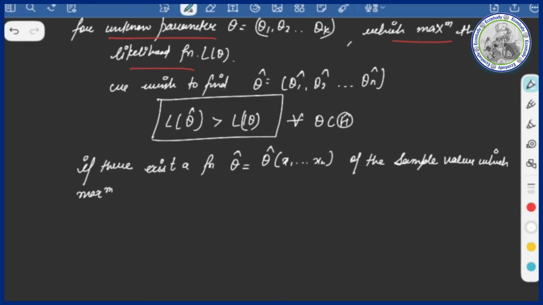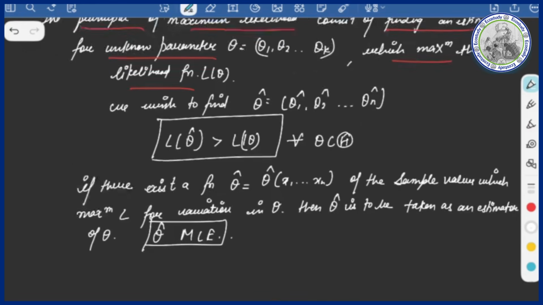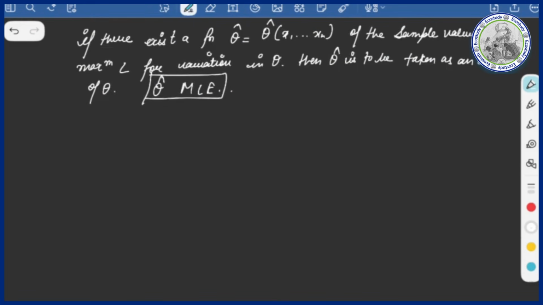which maximize L for variation in theta, then theta cap is to be taken as an estimator of theta. Okay, and theta cap is what we call the MLE, maximum likelihood estimator. I know the definition is quite hectic, so I will go with solving the examples so that you can get a clear idea.